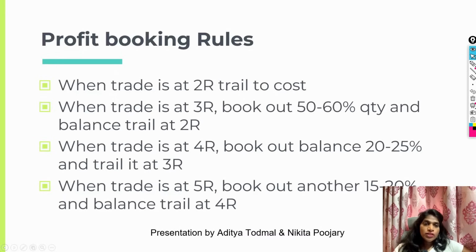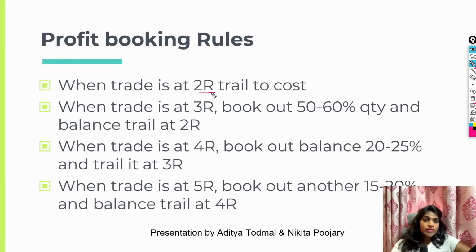Now let's come to the profit booking rules. It's very clear that whenever the trade is at 2R, which means you are up by 2R, let's say you have risked 100 rupees on that particular trade, and now you're looking at a profit of 200 rupees. The immediate action of yours should be to trail the entire size to cost. So then now you're not going to lose money at all. Whenever the trade is at 3R, book out 50 to 60% of the quantity and balance trail at 2R.